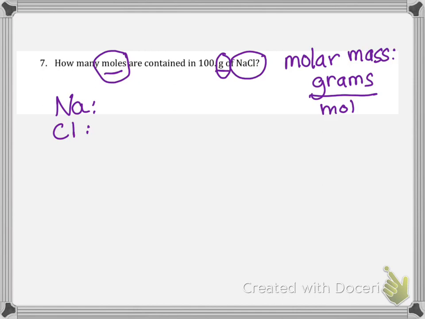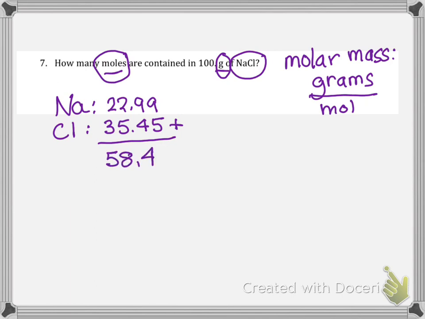So sodium is 22.99 and chlorine is 35.45. I don't have to multiply them by anything because there's only one of each in the formula. And remember, to calculate molar mass, you simply add up all of the masses of each of the elements in the formula. So I get that this has 58.44 grams for every 1 mole. And that's the molar mass of sodium chloride.